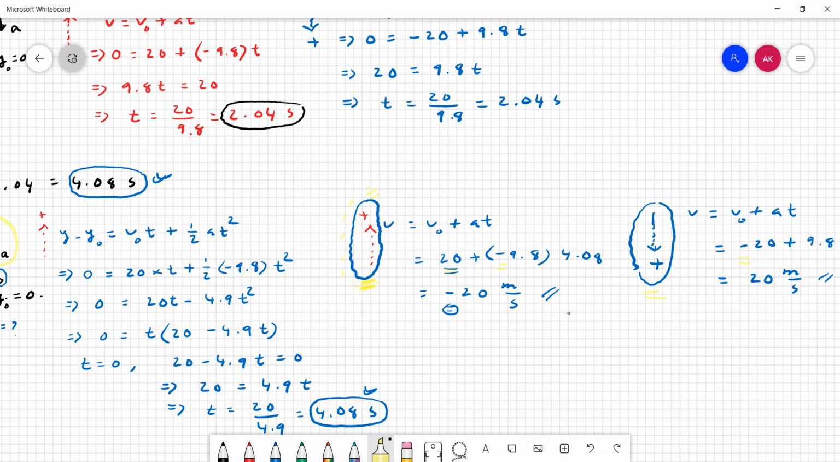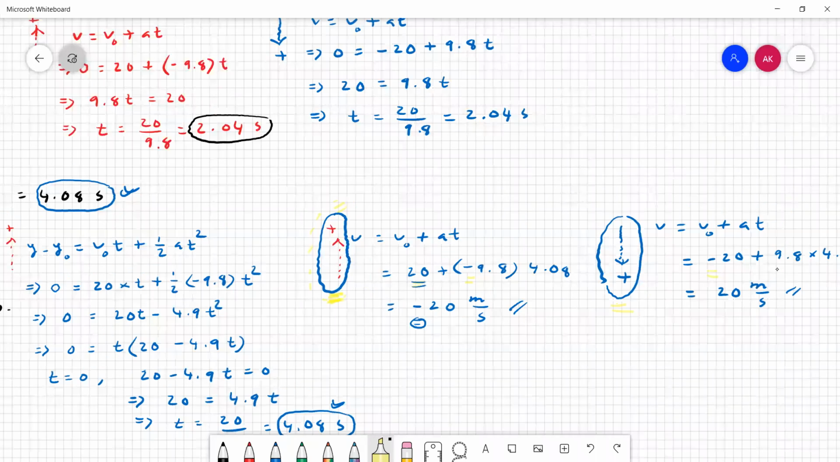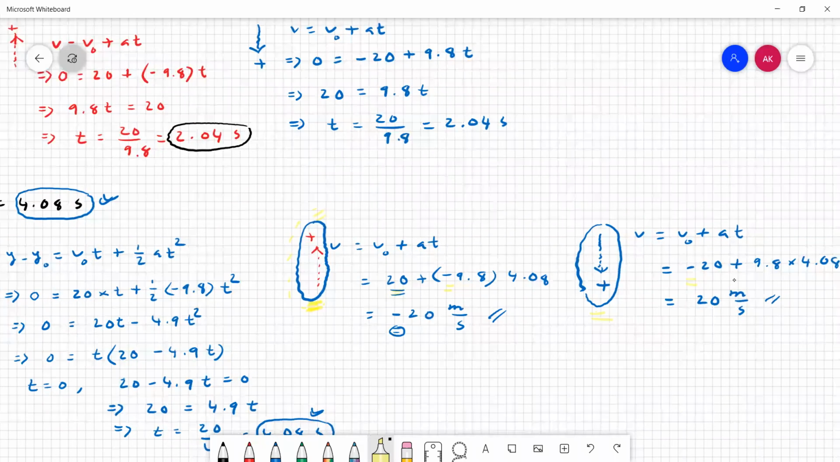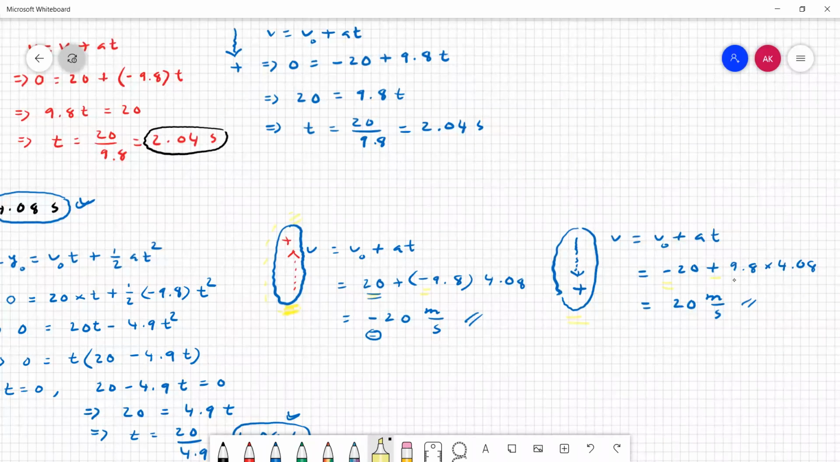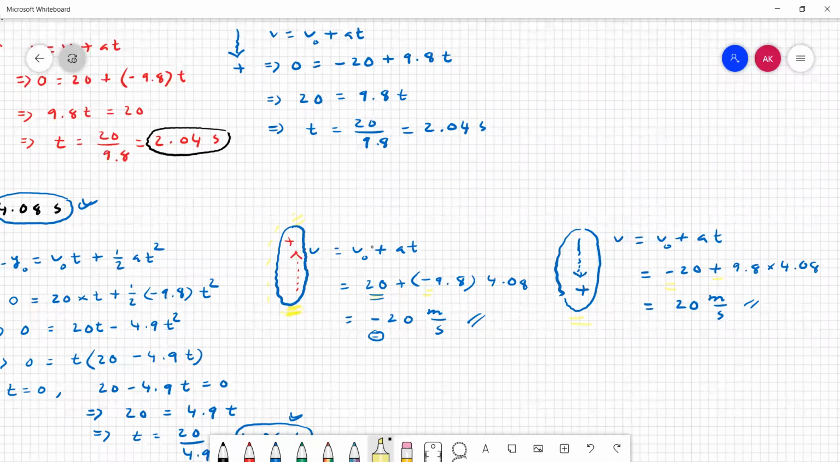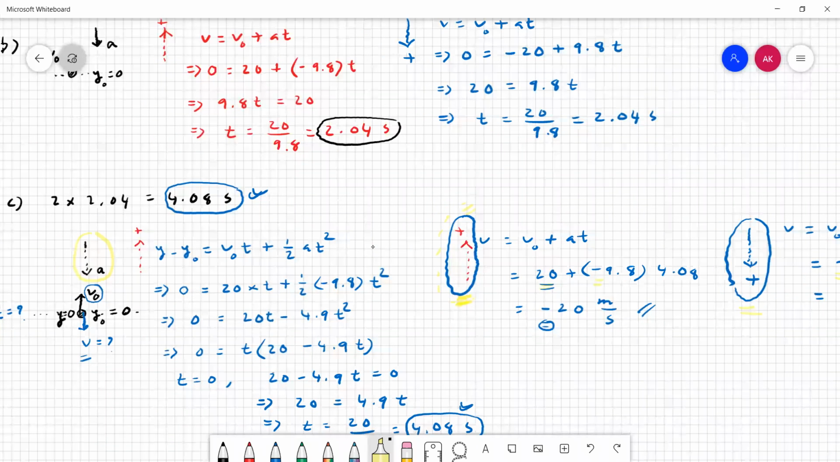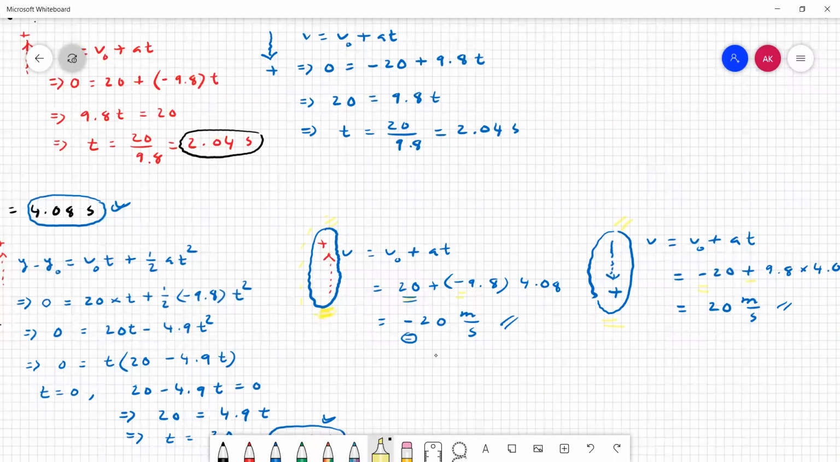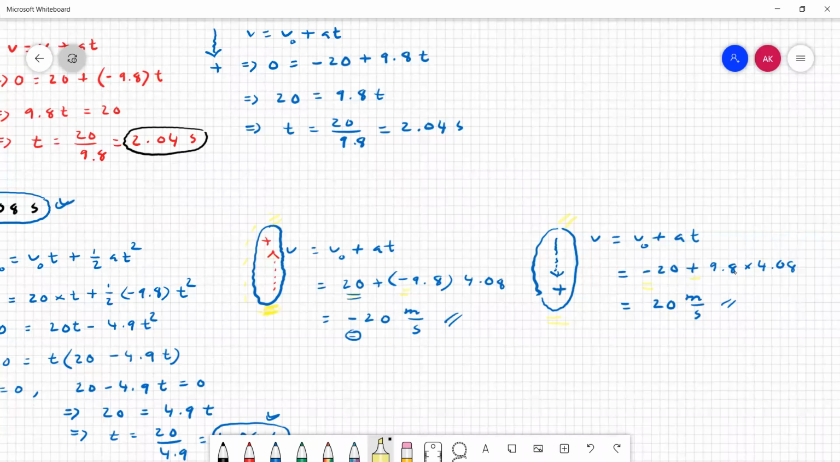How about acceleration? What did I write for acceleration, plus or minus? You use plus. And why? What's the direction of acceleration? Acceleration is always downward. And I have now chosen the downward direction to be positive. So acceleration must be positive if I choose the downward direction to be positive.